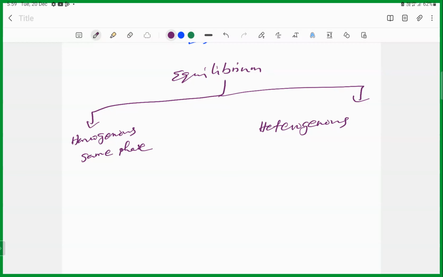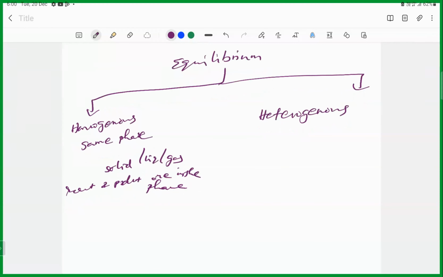Okay. When you have a sugar solution mixing with a salt solution, then it becomes homogeneous, sir. So when the reactant and product are in the same phase, whether solid, liquid, or gas, then it is called homogeneous. If it is different, it is called a heterogeneous system. Now we have to calculate the equilibrium constant for the homogeneous and heterogeneous systems. So we'll look.